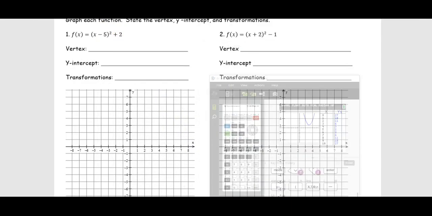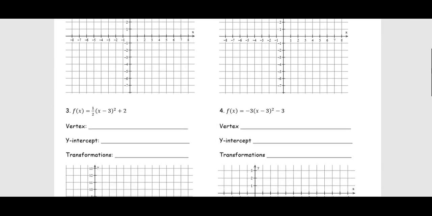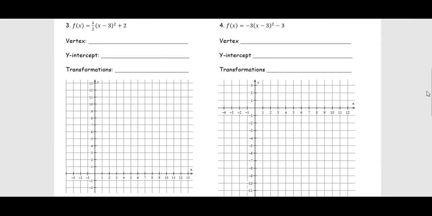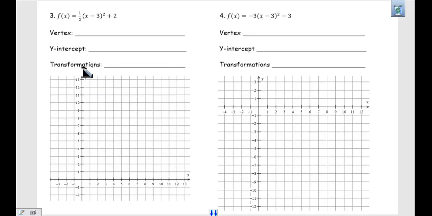All right, let's look at number 3 and 4. Both of these are good examples where we can see some vertical stretch and compression. All right, in number 3, let's start by finding our vertex. The H and K tell me the vertex. Don't forget, change the sign of the H, so it's a positive 3, and K remains the same, positive 2. Now let's graph it, and let's pay attention to if we start at 0, 0, where are we moving? In order to graph this number, we would move right 3 and up 2.